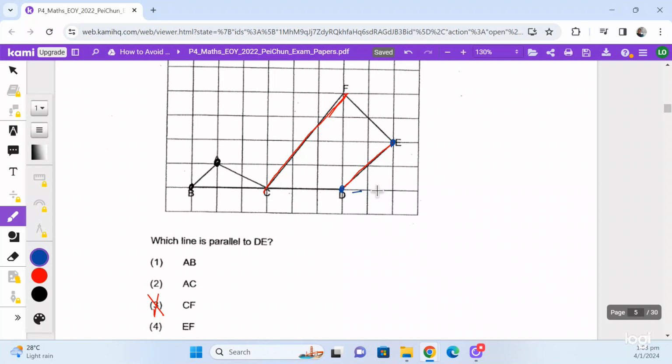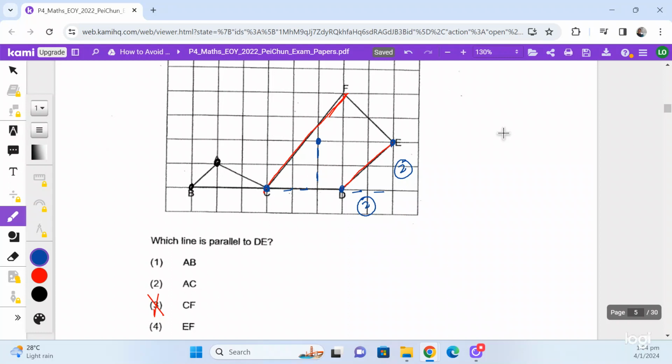You have to move right 2 squares and then you move up 2 squares. So this line is actually 2 by 2. Right, 2 squares by 2 squares. So you are going to look at CF and see whether it follows the same pattern. From the start point, you also go right 2 squares and you go up 2 squares as well, and you see that there's a corner here. So did the red line pass through this corner? It didn't. So that's why CF is not correct.